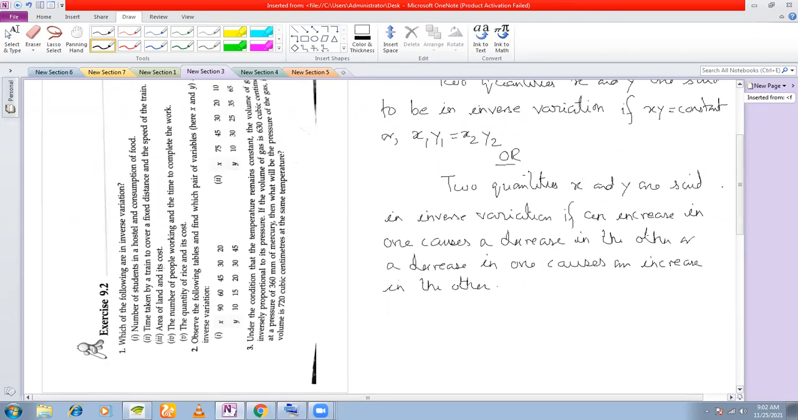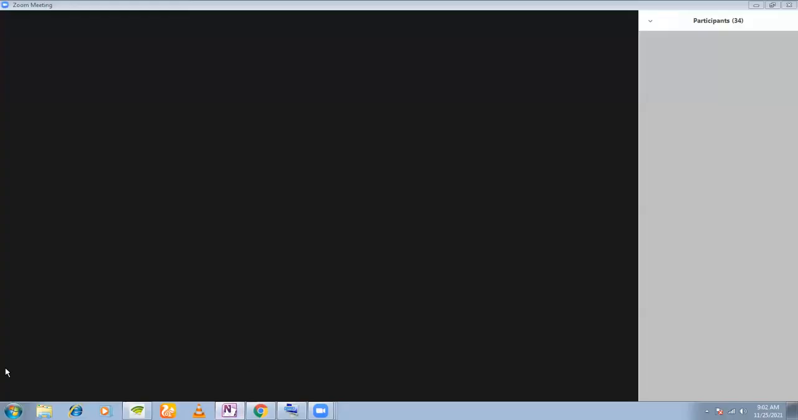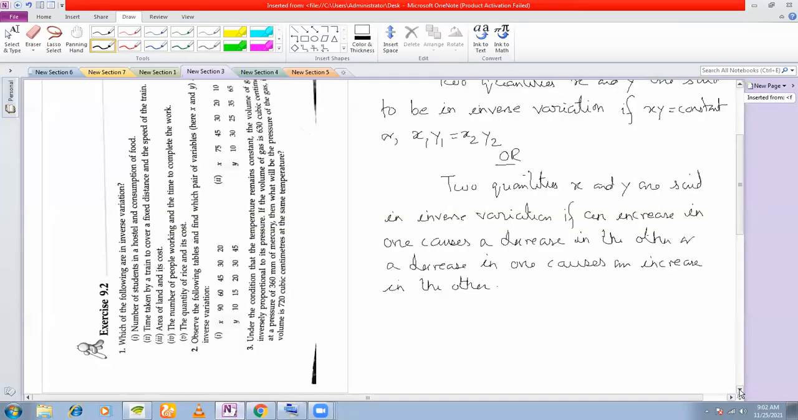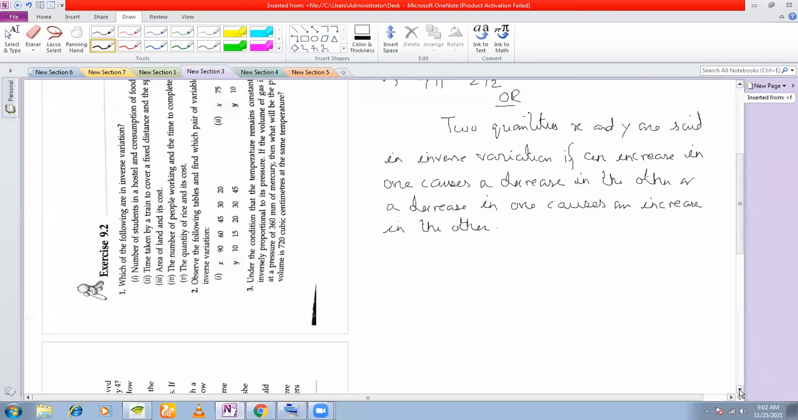Okay, what can be an example of inverse variation? The example can be, let's say, an example from physics or chemistry. Pressure and volume of a gas. If you increase the pressure of a gas, the volume decreases, right? Isn't it? If you're increasing the pressure in a gas, the volume will decrease, right? This was a science example. Let us come to more common examples.